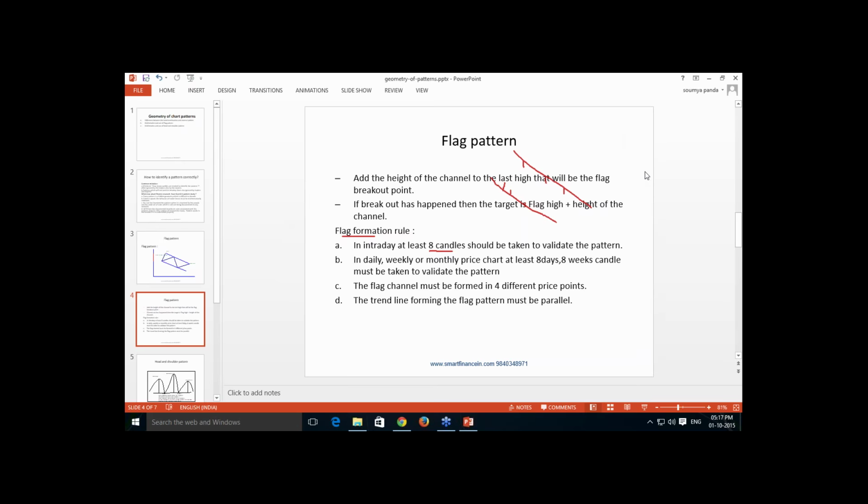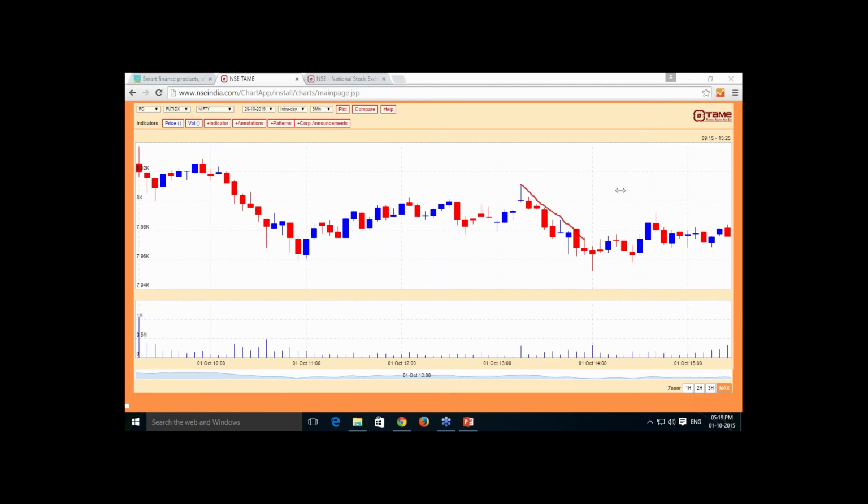Now you have to see something in an example, using the GoToWebinar drawing tool. So this is the first line I have drawn, and in the same way I have to draw the candle lows. At least 4 points I should pass through, and at least 8 candles I require. If there are more candles, it is better.